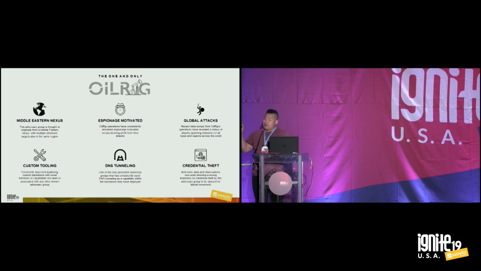So the reason we're talking about Oil Rig now, though, is because over the course of the 3 years or so that we were tracking them, they were one of the only adversaries to consistently use DNS tunneling techniques in all of their backdoors. So they probably used about a dozen or so different backdoors over that time frame, and almost every single one of them had some amount of DNS tunneling capability in there. So that's not really a common technique you see in a lot of other adversaries.